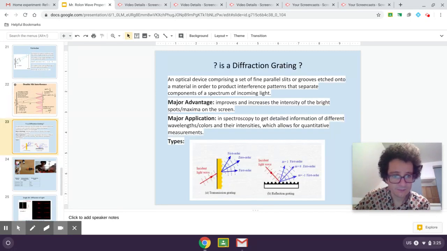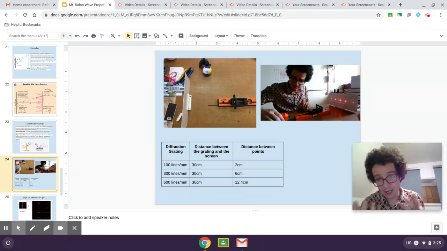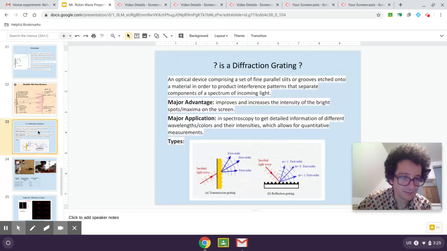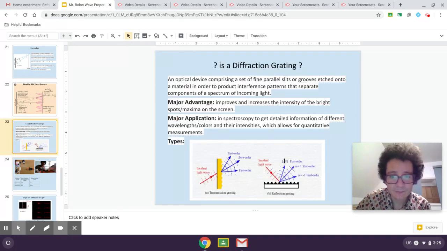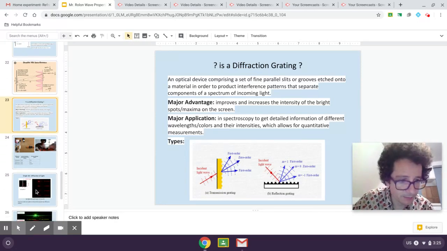There's some theory behind that. If you want to know why using these kinds of gratings we have these points, just ask me and I will send you good information about why this happens. So this is the grating we used for the experiment.